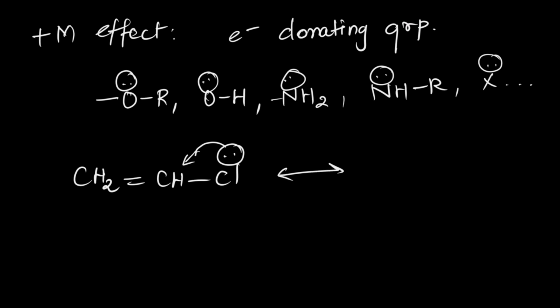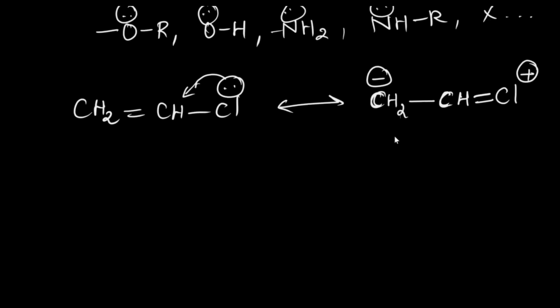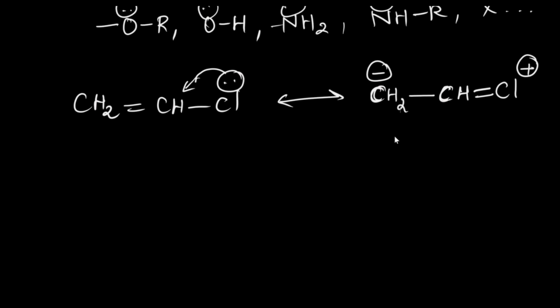So it can form CH double bond Cl with the positive charge, and what happens to this carbon, the first carbon, that becomes negative with a single bond. Okay, so this kind of delocalization can happen. You can consider the best delocalization example with the benzenes.